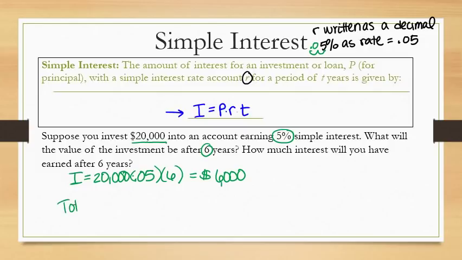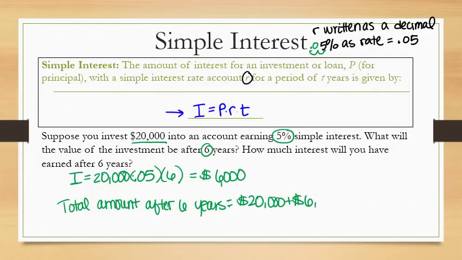So the total amount in the investment after 6 years is going to be what they started with, the $20,000, plus the amount they earned in interest, which puts us at $26,000. So this means that after 6 years, their account is now worth $26,000.